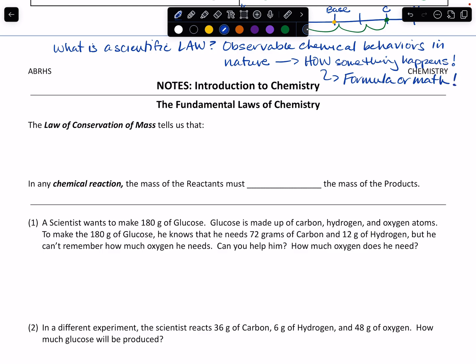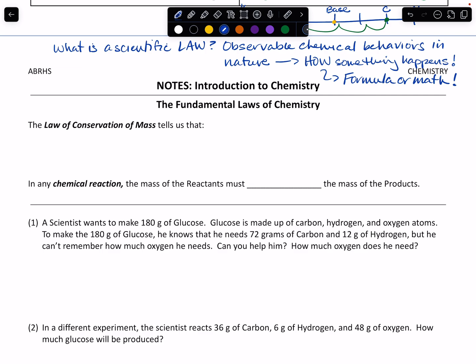All right. Now, we're going to look at two laws, and they both definitely have formulas associated with them. And we'll talk a little bit about how we can utilize that formula to complete problems that deal with these two laws. All right. So, first up, the law of conservation of mass. Now, most people have heard of the law of conservation of mass, all right?